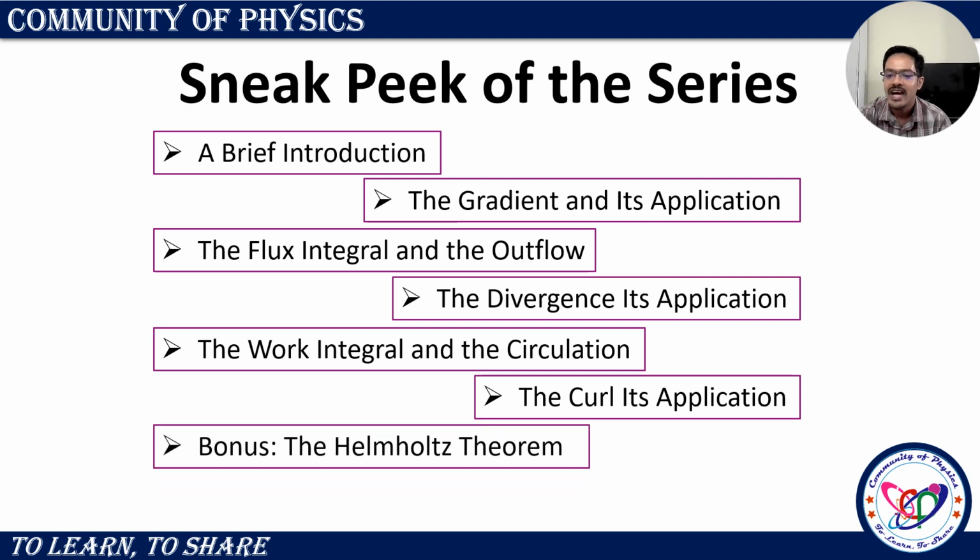Finally, when we are done with the core lectures, I'm gonna present to you one of the most beautiful theorems in mathematical physics, known as the Helmholtz theorem. The Helmholtz theorem ensures that any vector field can be uniquely reconstructed out of its divergence and curl only. This is why Maxwell's equations are written in terms of divergence and curl of the electromagnetic field vectors only. Let me give you a brief preview of gradient, divergence and curl.